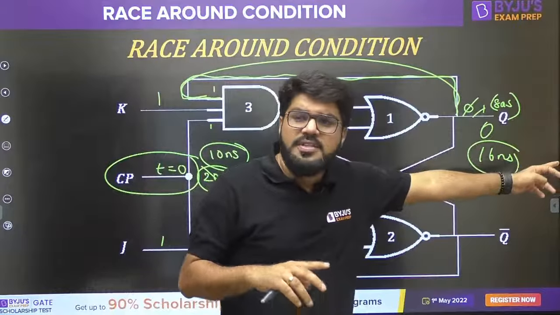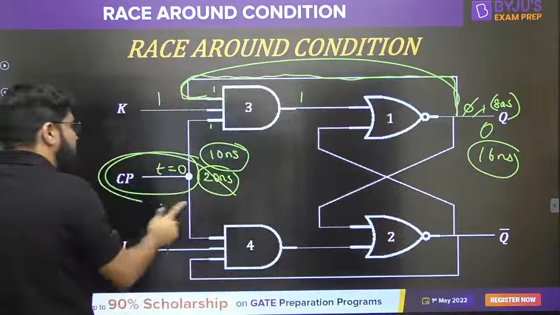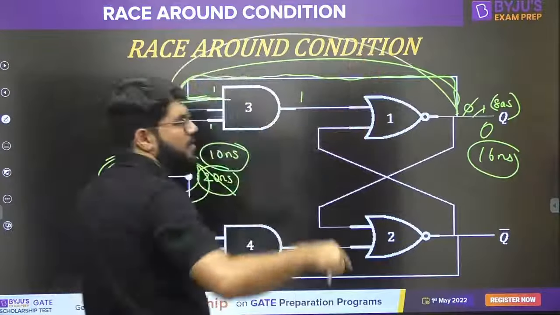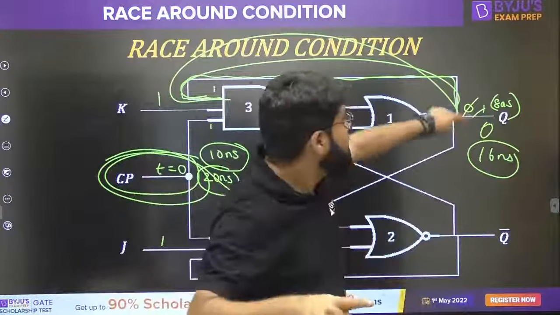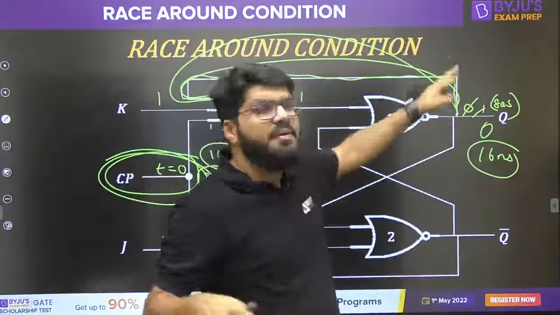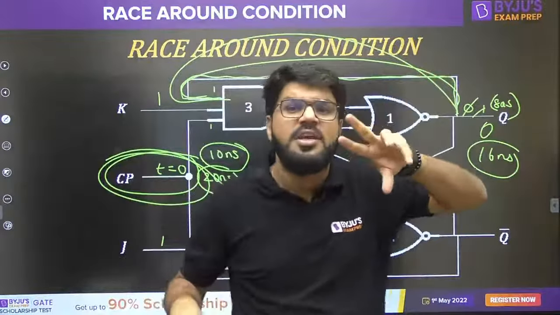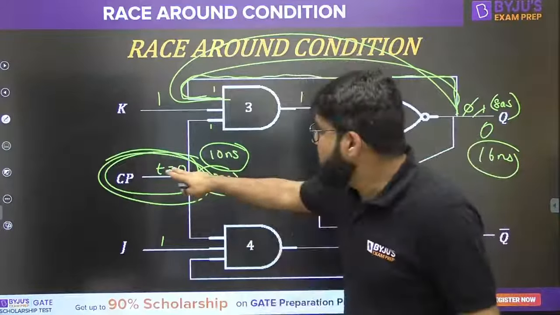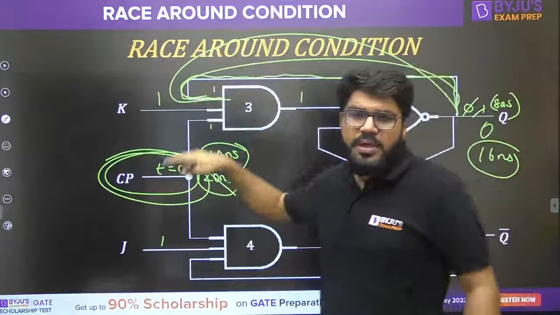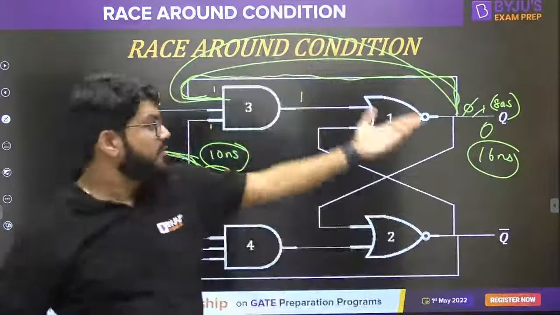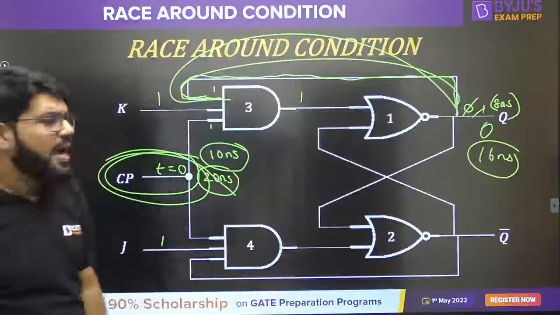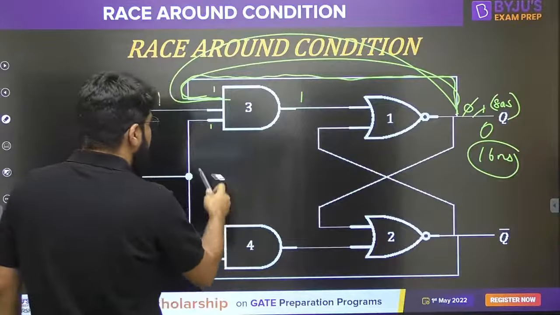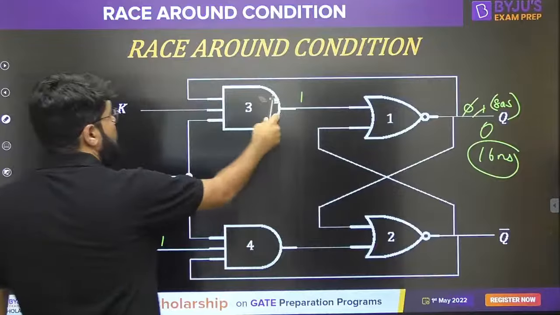To change the output of the circuit. But which are the two variables? One is the clock pulse and one is the variable which is coming around the circuit, a feedback signal, and hence we modify the name and call it race around condition. Race between the clock and the output variable, the variable which is coming around the circuit. We call this situation a race around condition.